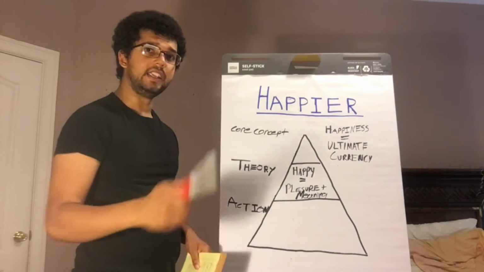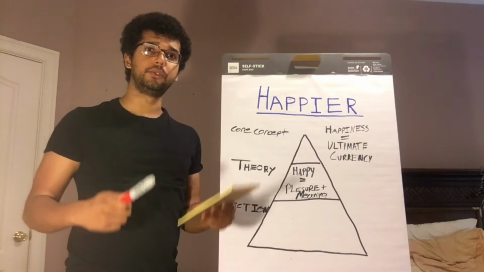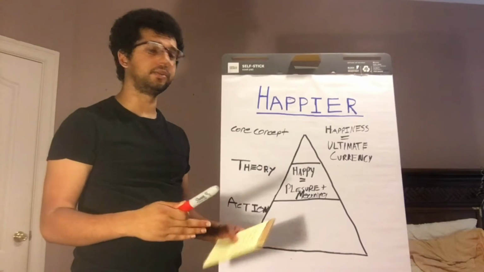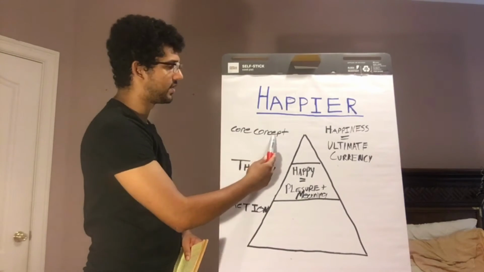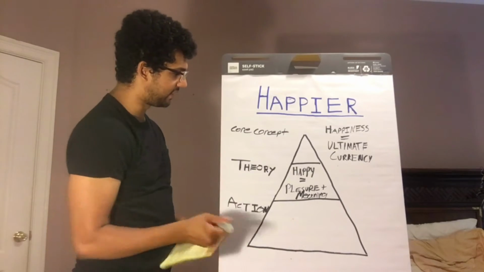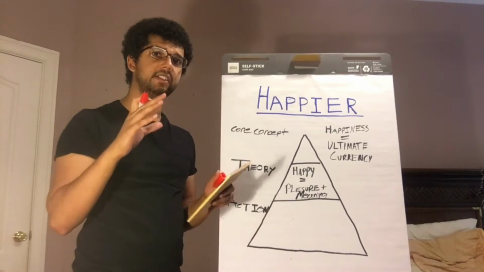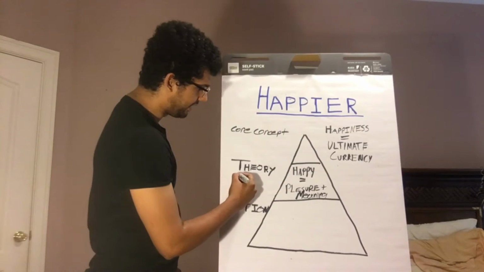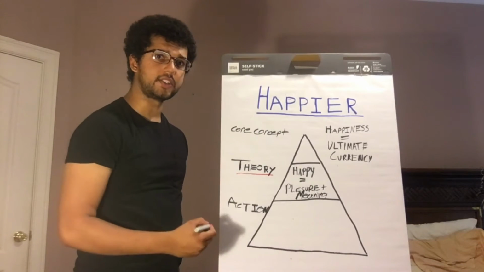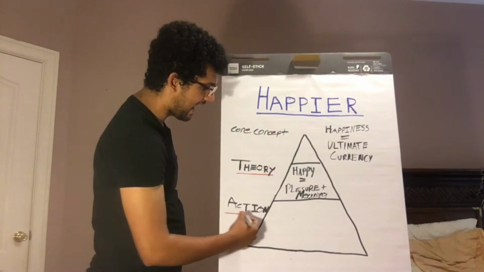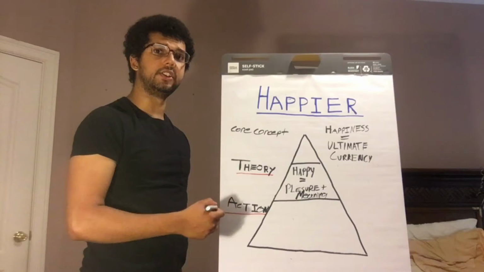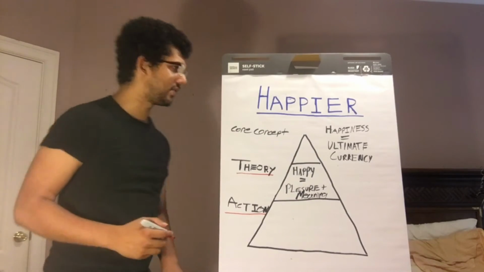Okay, so if you haven't seen my videos before, I go through three basic layers of every book. First we go into the core concept, then we go into the theory. The core concept is basically the big idea that I want you guys to focus on. Then we go into the theory that supports the core concept. And finally, we go into action steps that you can take to apply that core concept into your life. All right, let's get started.